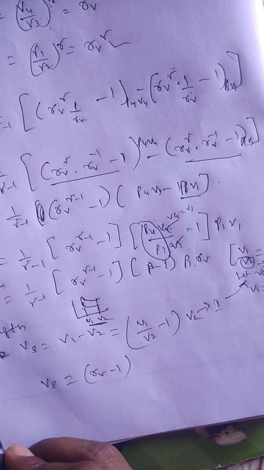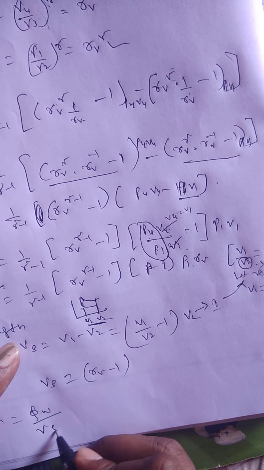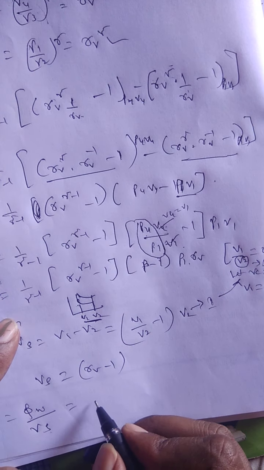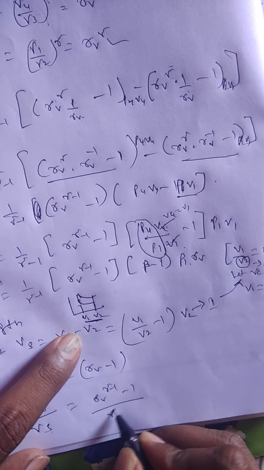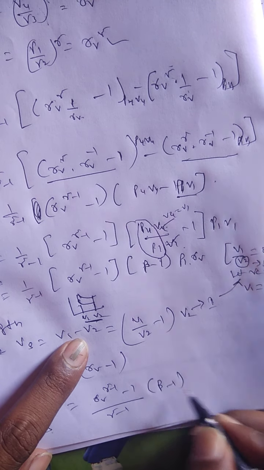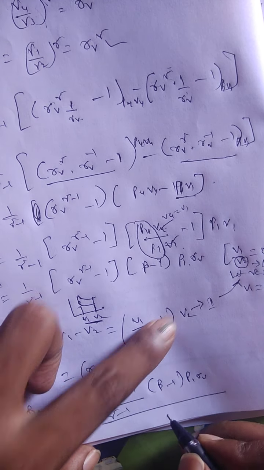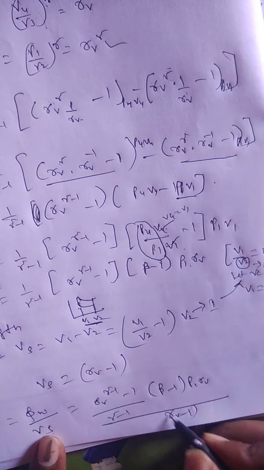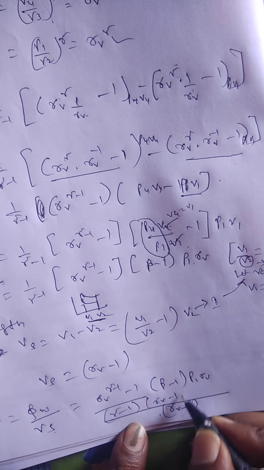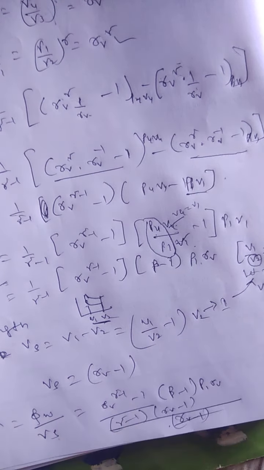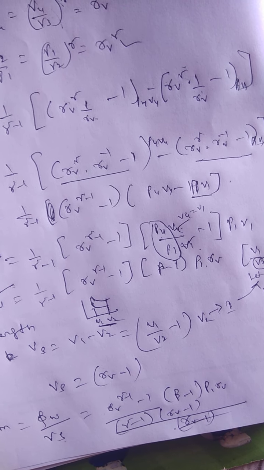Now put this equation in the mean effective pressure: net work done divided by length of the indicator diagram. Net work done we have found out as RV to the power gamma minus 1 divided by gamma minus 1 into beta minus 1, into P1 RV, divided by RV minus 1. So this completes the mean effective pressure of the Otto cycle. In the next class we shall discuss the diesel cycle.